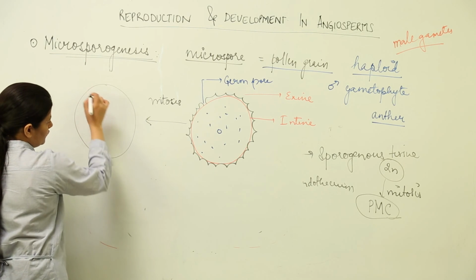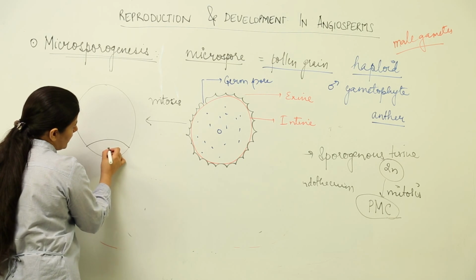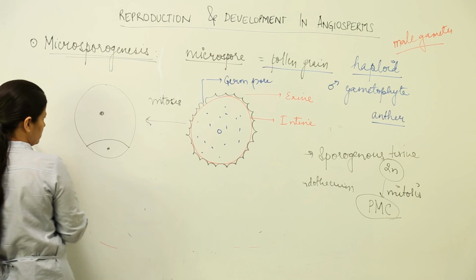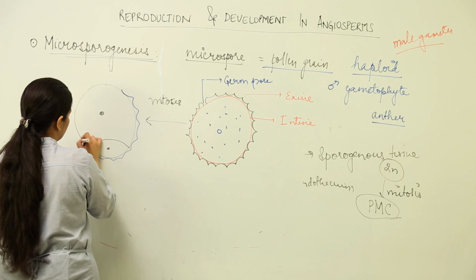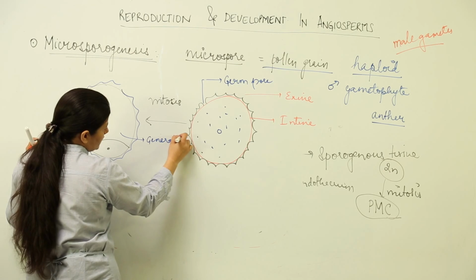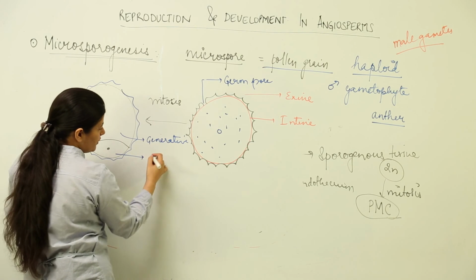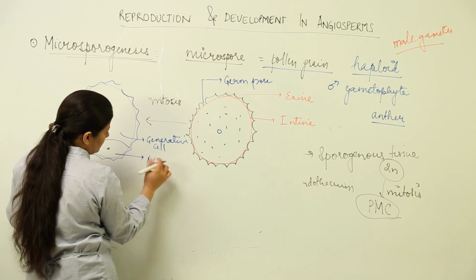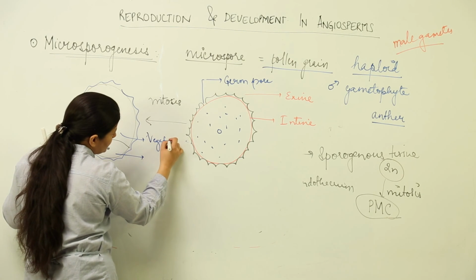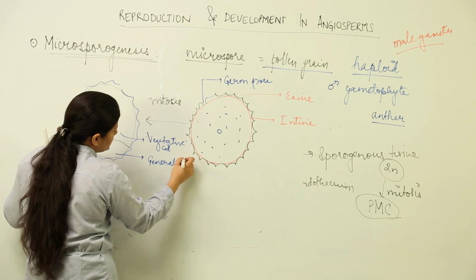Later on, that division of the nucleus is followed by cytokinesis, and what we get as a result is a spindle-shaped generative cell and a huge vegetative cell. This pollen is entirely like that only, like this. The division that takes place as a result of mitosis is not equal. Oh, pardon me, it's wrong. You have a large vegetative cell that would be responsible for nourishment of a small spindle shaped generative cell.